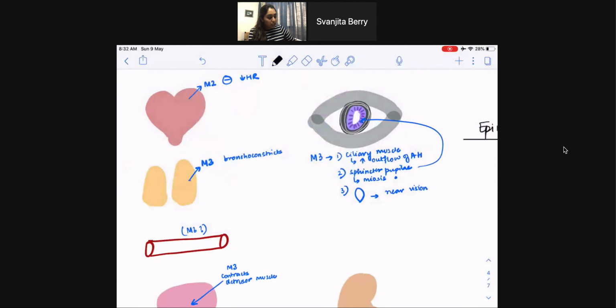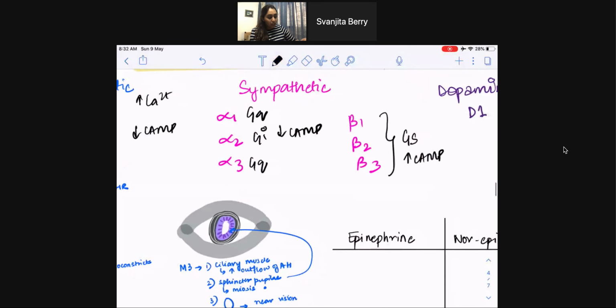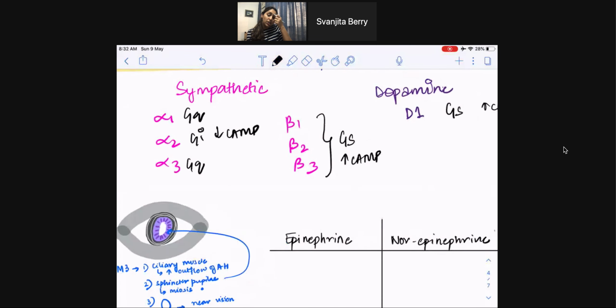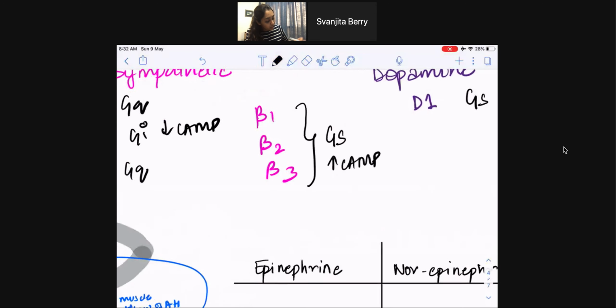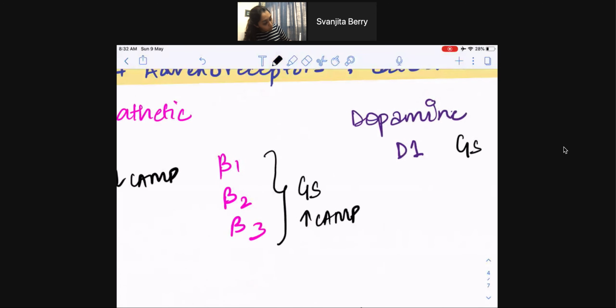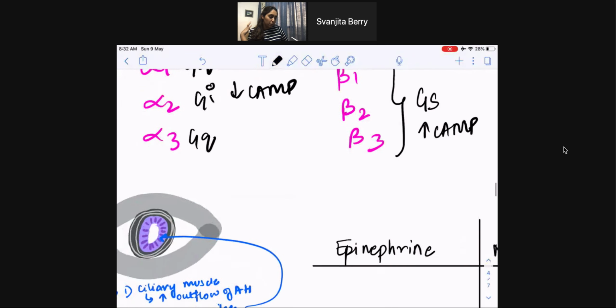Let's start by discussing our sympathetic division and the locations. I don't really have a trick to memorize all of the sympathetic receptors, but there is a little trick here: you have one heart, so beta 1 on the heart, and you have 2 lungs, so beta 2 on the lungs. Just something small, but whatever helps.